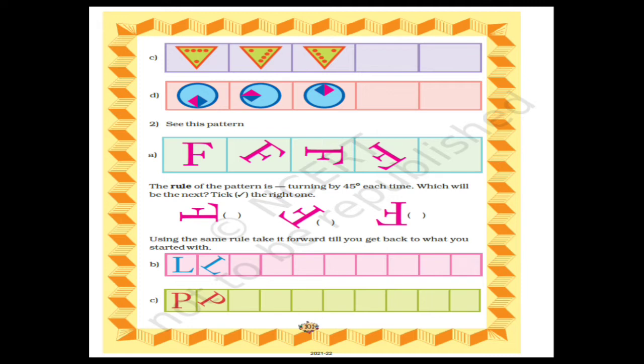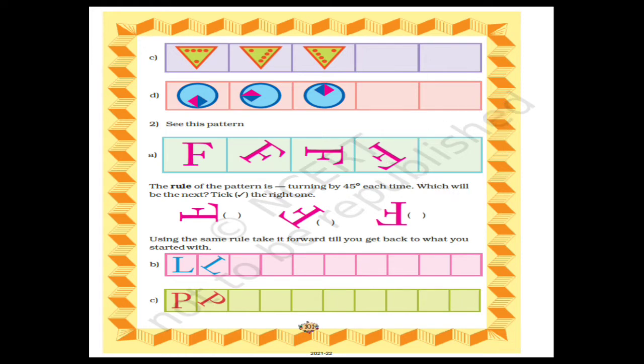See this pattern A. So you can see that F is written straight, then after that it takes a 1/4 turn and it becomes slightly slant. Then after it, the upward is facing on right hand side and then again turns and it is facing downward side. Now what you have to do? Let's read. The rule of the pattern is turning by 45 degree each time. Which will be the next? Tick the right one. Now options are given and you have to identify which will come in the last box.